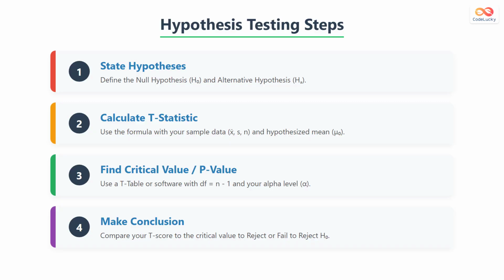To perform the test, we follow 4 steps. First, state your null and alternative hypotheses. Second, plug your numbers into the formula to find the t-statistic. Third, use a t-table or software to find the critical value or p-value based on your degrees of freedom. Finally, compare your results to make a decision to reject or fail to reject the null hypothesis.